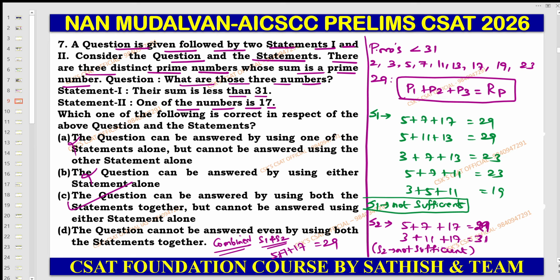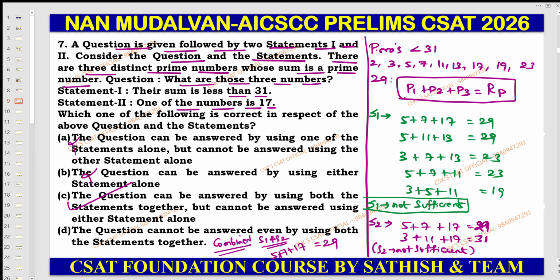Quite a difficult problem in the examination hall. Why I'm mentioning quite difficult in the examination hall: if you're attending this question, these and all pairs, first of all, you have to know 5, 7, 17 gives you 29. 5, 11, 13 gives you 29. This itself is enough to answer. Statement number 1 is not sufficient.